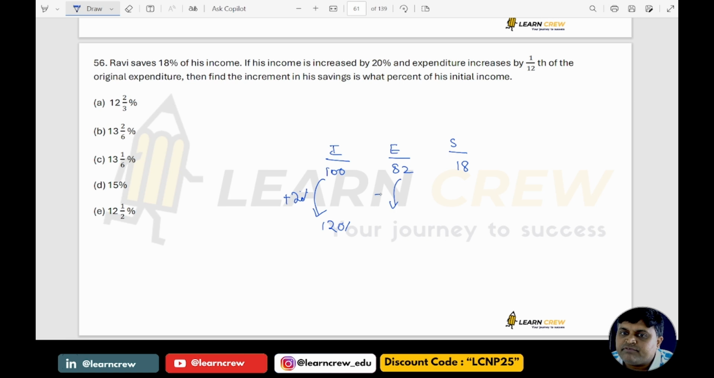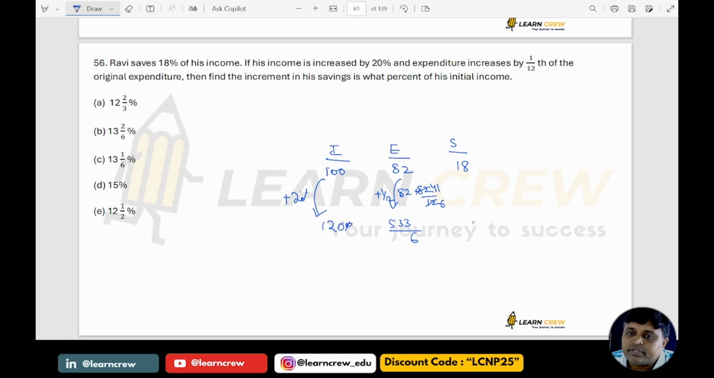Expenditure increases by 1/12. So 1 by 12th of 82. So it is how much? 4 3s are 12. 41 by 6, because 1 by 12 of 82 is 82 by 12. So 82 plus 41 by 6. 6 82s are 492. 492 plus 40, 532, plus 1, 533 by 6.